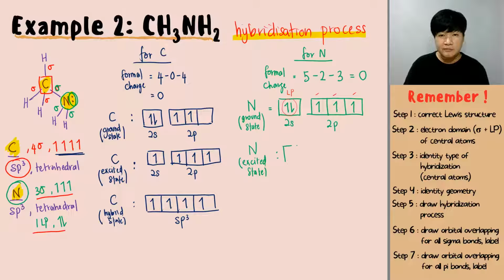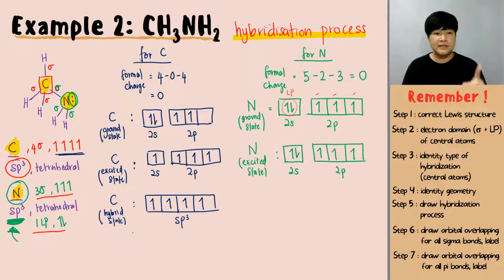Even though it's the same, like I said previously, we still need to redraw it. That is the paired-up electrons that you have in the 2s and then the 3 single electrons that you have in the 2p. Make sense? And last but not least, the hybridization of nitrogen that we have determined is sp3.